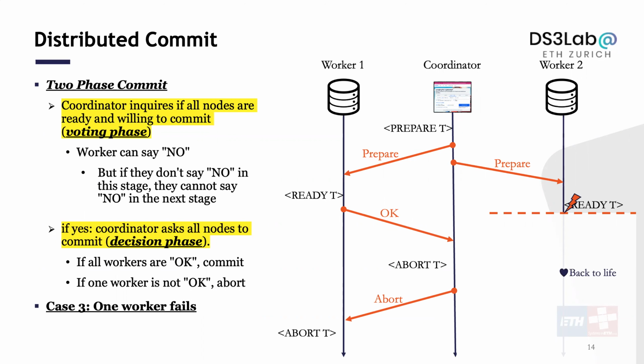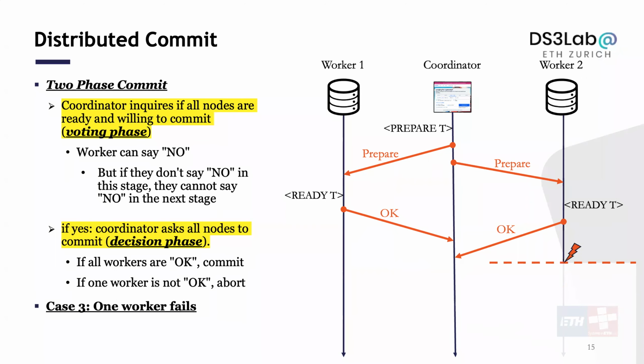But what if at some point worker two comes back to life? In this case, when you recover worker two, you are going to see, okay, there's a ready T here. I was in the middle of trying to commit T. I don't know whether I told the coordinator my opinion or not. So I'm going to tell the coordinator again. I say, okay, I vote okay. By the way, I was down, but now I vote okay. Let me know what to do. And in this case, the coordinator has already made the decision, because there's an abort T in the log. And the coordinator is going to say, okay, it's great that you're back to life, but it's too late, abort.